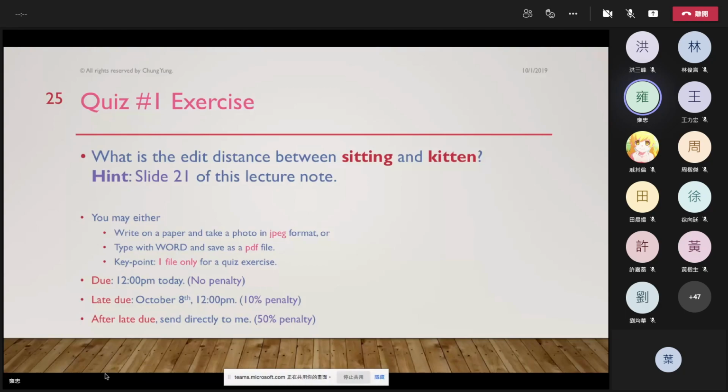Okay, do this exercise, and if you upload your answer, then that's it. That's it for today.